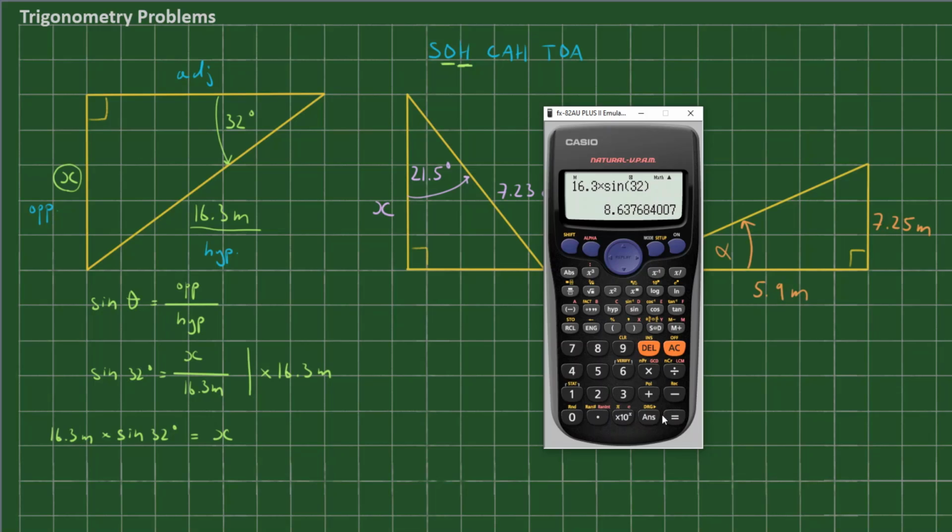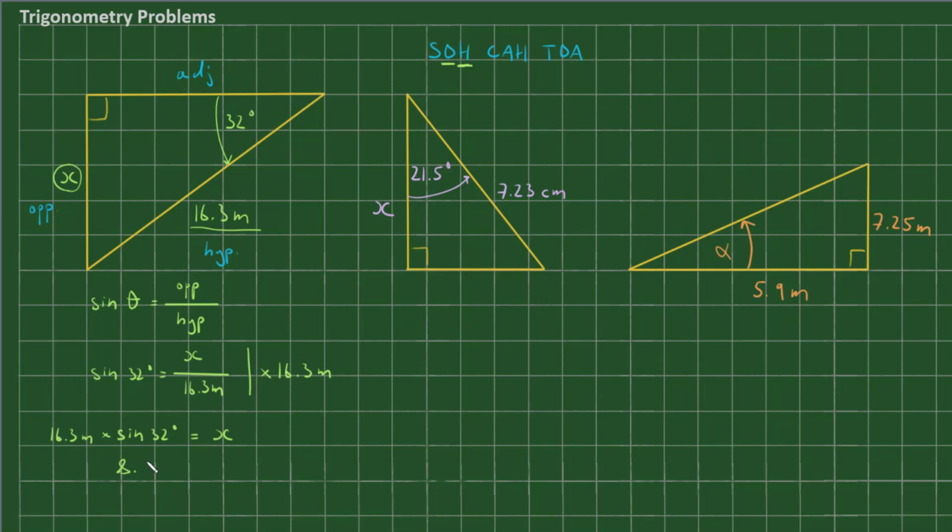And that gives me 8.6377. Do not forget the units, it's meters, equals x.